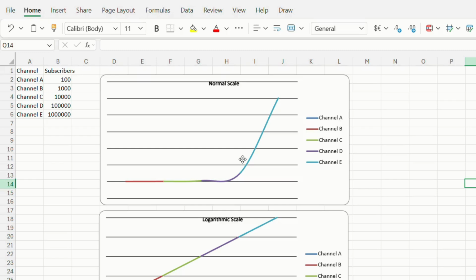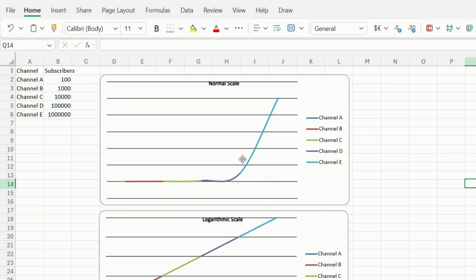In today's video, we'll talk about logarithmic scale. It's used when data values are extremely different in size. Instead of increasing by equal amounts, 1, 2, 3, 4, etc., a logarithmic scale increases by the power of 10, like 1, 10, 100. This makes very large and very small values easier to compare on the same chart.